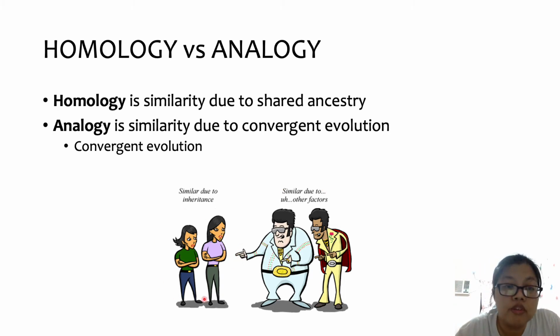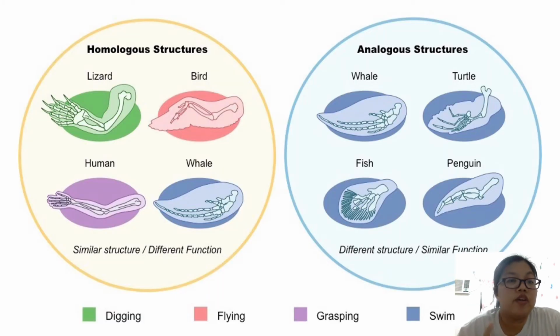For example, these two females here look alike because maybe they are sisters, so they share ancestry. But these two guys here look the same because they both like Elvis Presley. So they look the same not due to ancestry but to environmental factors. When we say convergent evolution, kasi, it is a pressure from the environment. Okay? Now, this illustration will help us understand more about the homologous and analogous structures.